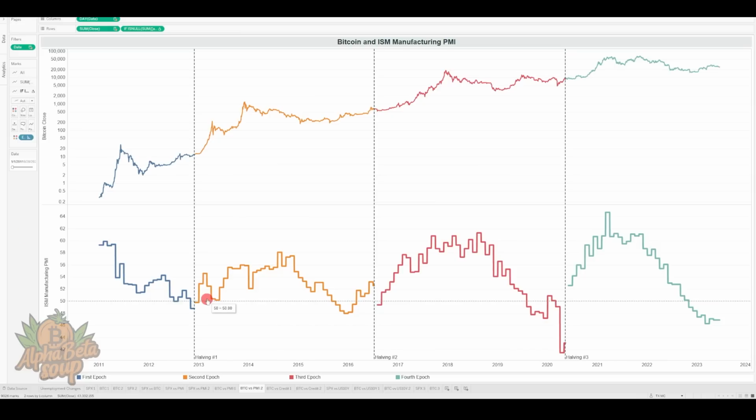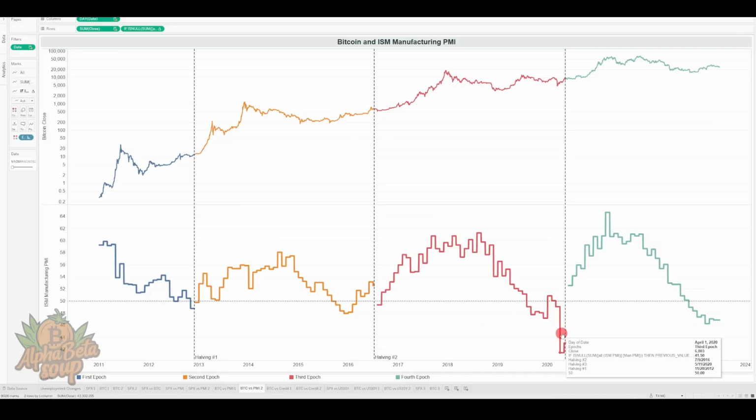Isn't it strange that PMIs tend to be lower around the time of the halving, and then they expand into the bullish periods for Bitcoin? And that whenever we've had halvings, they have tended to be coincidentally near low periods for PMIs, near what I would call the trough of PMIs. The halving has arrived during that period every time.